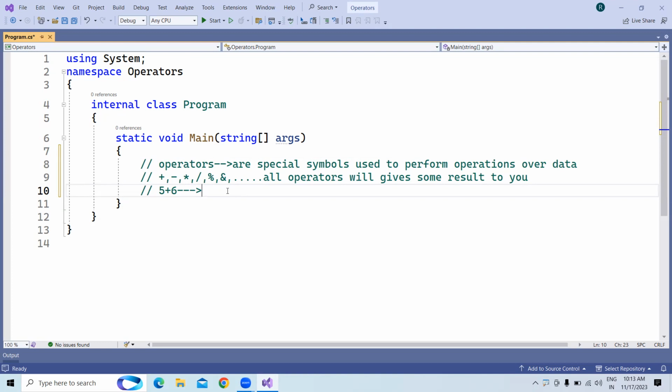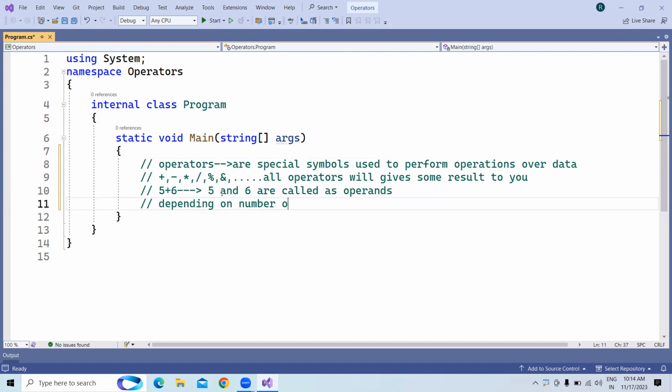Now here you observe. Already we know this plus is the operator. Then what are 5 and 6? These are data values, and these data values are called operands. So 5 and 6 are called operands. How many operands did we use here? Two operands.